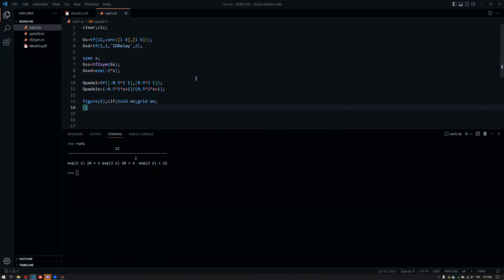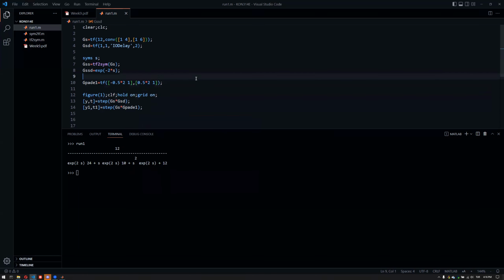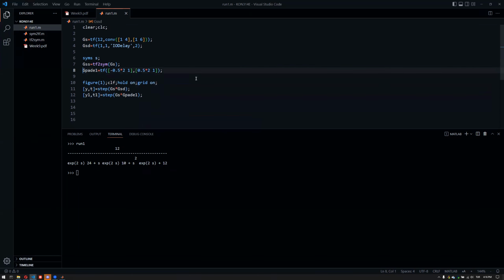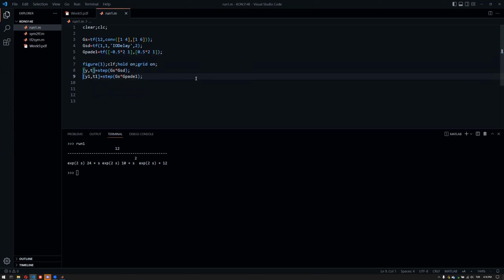And let's actually look for the step response of G(s) times G_d(s). So this is the original system here. And then we will have the first order Padé approximation, which is basically a G_Pade1 here. So I'm going to get rid of this, maybe the whole symbolic stuff here. I don't know, let's keep it simple.